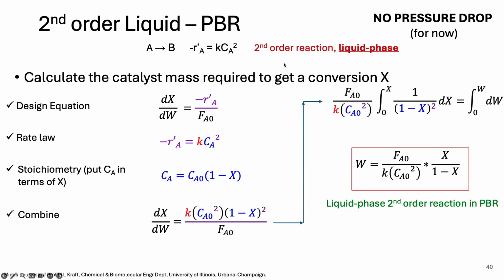In the case of a PBR, again, we focus not on the volume, but on the weight of catalyst required. And you can see we get the analogous relationship describing the weight of catalyst required to achieve a target level of conversion.